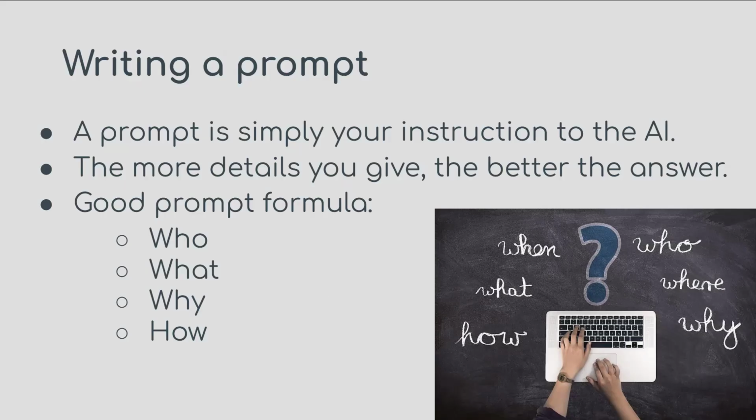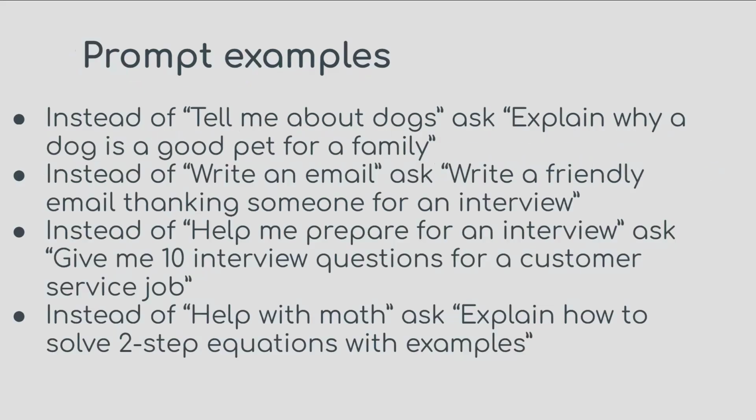So a good prompt formula would be details such as who, what, why, and how. And I'm going to show you some prompts on the next screen that use that formula: who, what, why, and how. Because again, the more detail you give AI, the better the output, the better the answer you're going to receive. So here's some examples of AI prompts.